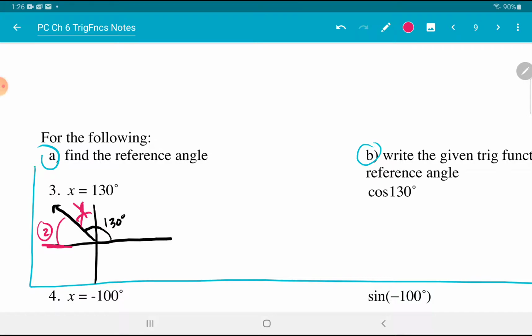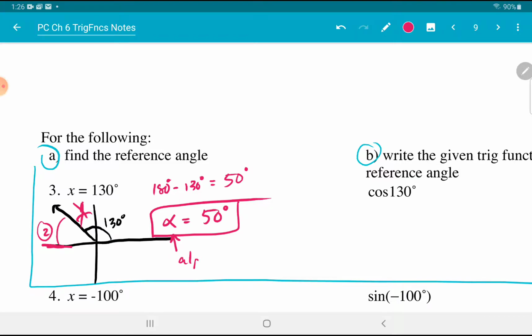So how do we find that? The reference angle is going to be a total of a semicircle, 180 degrees minus 130 degrees. And so we see that the reference angle is going to be 50 degrees. Okay, so I'm going to go ahead and call my reference angle 50 degrees here. And I'll classify my reference angle as this letter alpha here. Alpha is the reference angle. Just using more Greek letters.